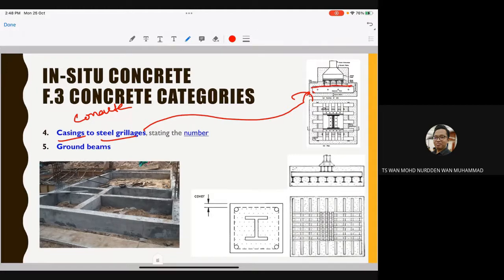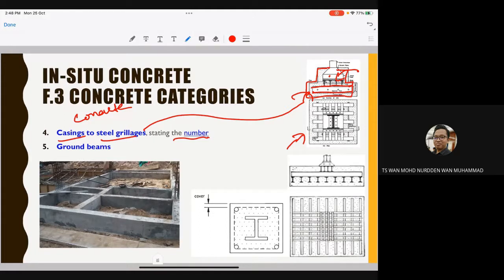The steel is inside, included with this foundation. But on the outside we want to fill with concrete. So this is what we call casing to steel grillage. We wrap this steel grillage with concrete. Setting the numbers, the situation is the same as when we do a pad foundation, basically. But the pad foundation has reinforcement inside, whereas this one has a specific steel grillage, or steel structure, inside our foundation.